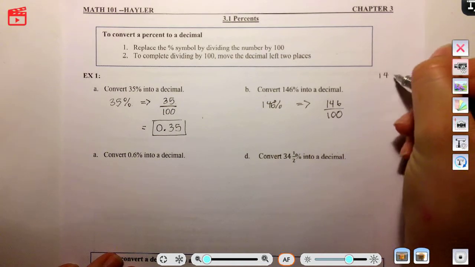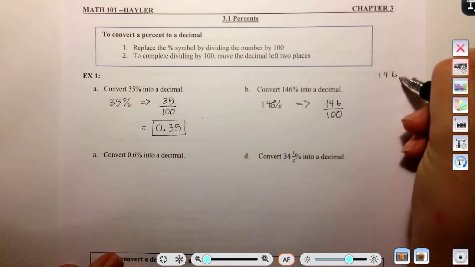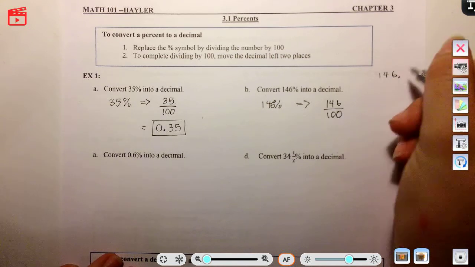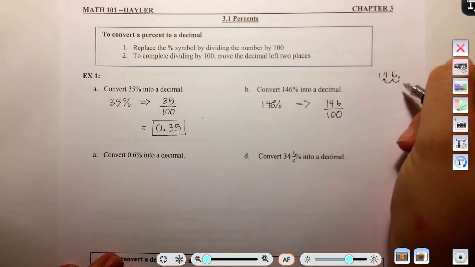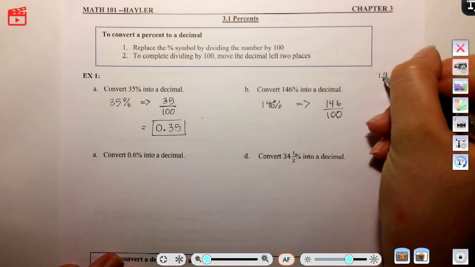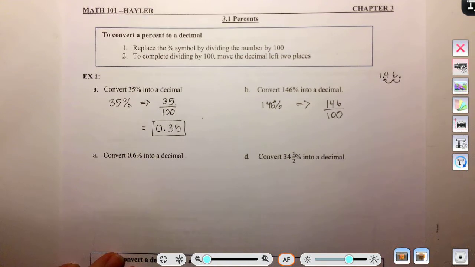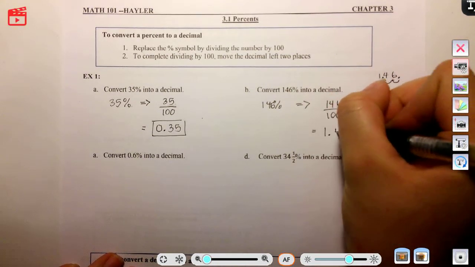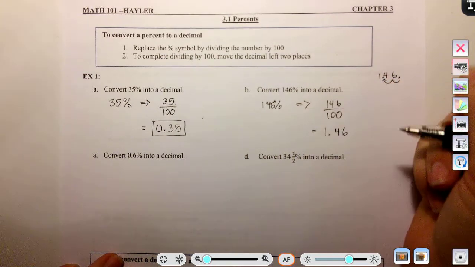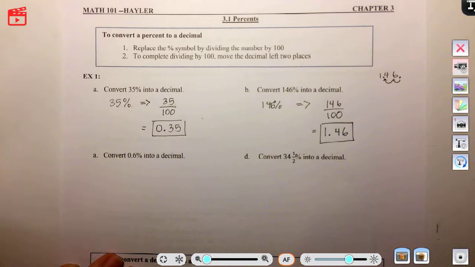So let's go ahead. Where is the decimal on 146? Try to figure out where the decimal is. Okay, so this right there is where the decimal will be. So we're going to move 2 places to the left. 1, 2. Oh, weird. We didn't fully move all the way, but it's okay. Nothing wrong. We just moved the decimal 2 places, and that is where we ended up. 1.46. All right, so 146% is 1.46.